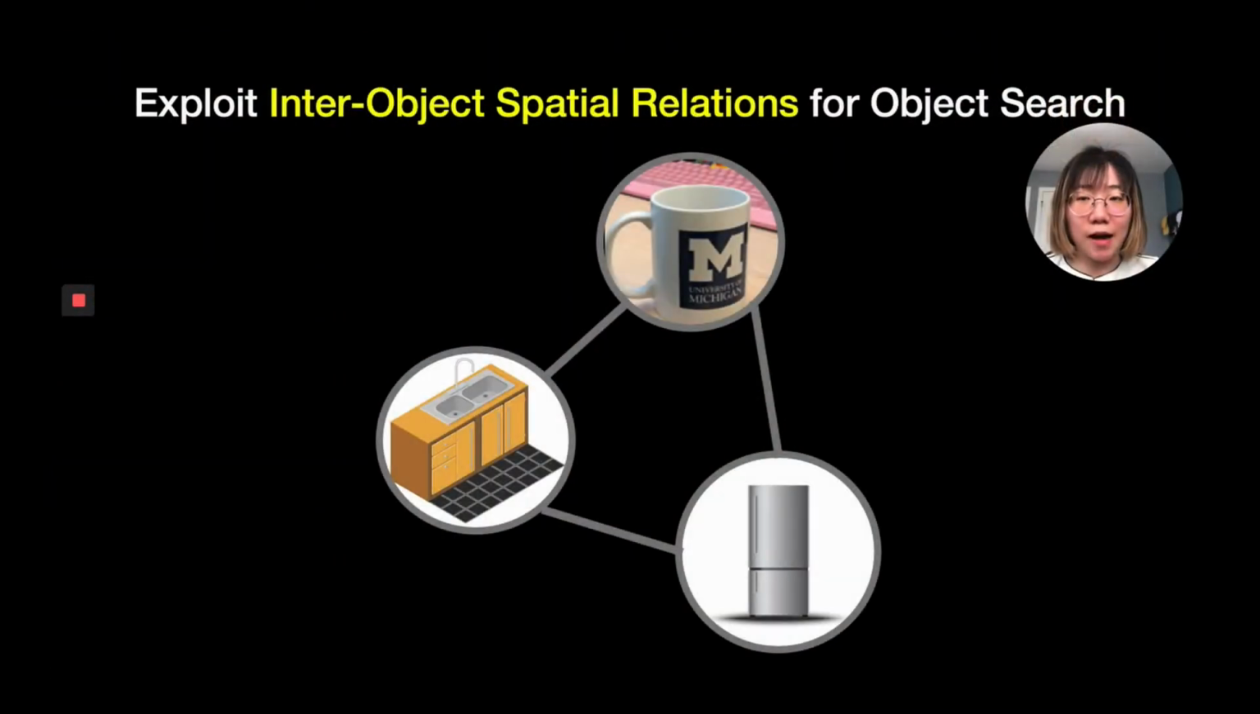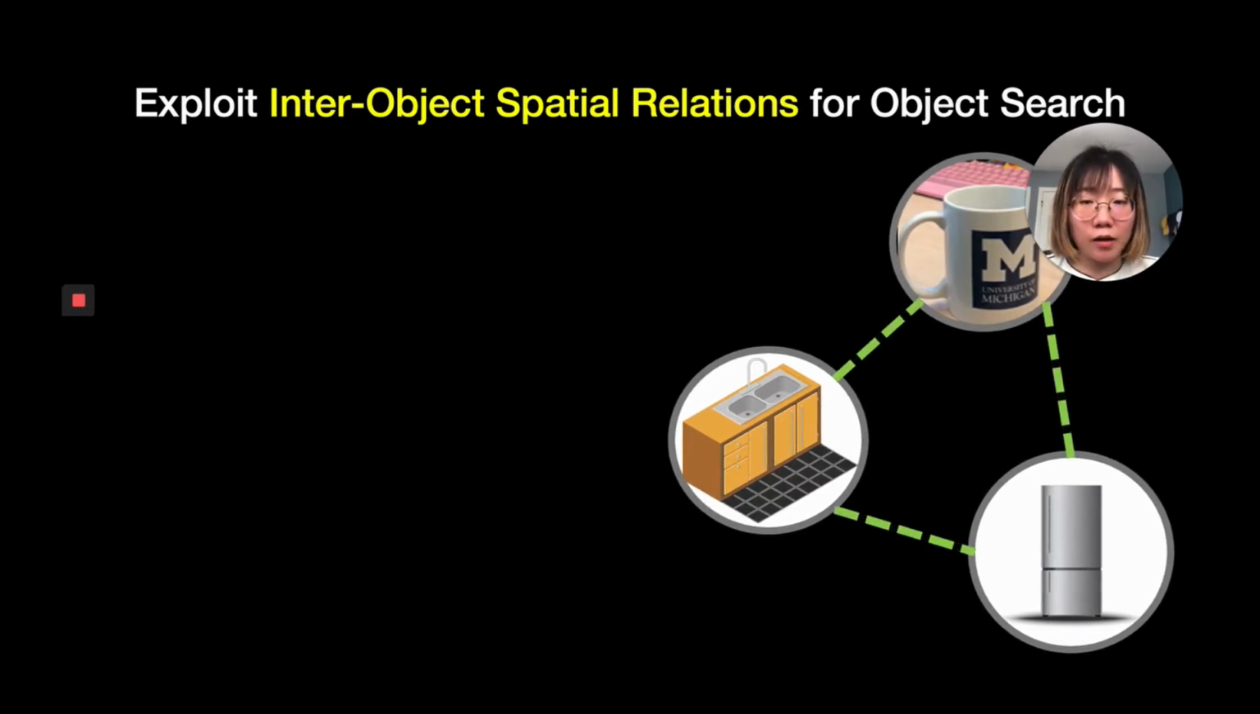A core aspect of our approach is to exploit the inter-object spatial relations for object search. For example, when looking for a cup, the robot can exploit the knowledge about common spatial relations between the cup and the sink, between the cup and a refrigerator. More specifically, the cup can be inside a sink or it can be next to the sink. And the cup can be next to a refrigerator as well.